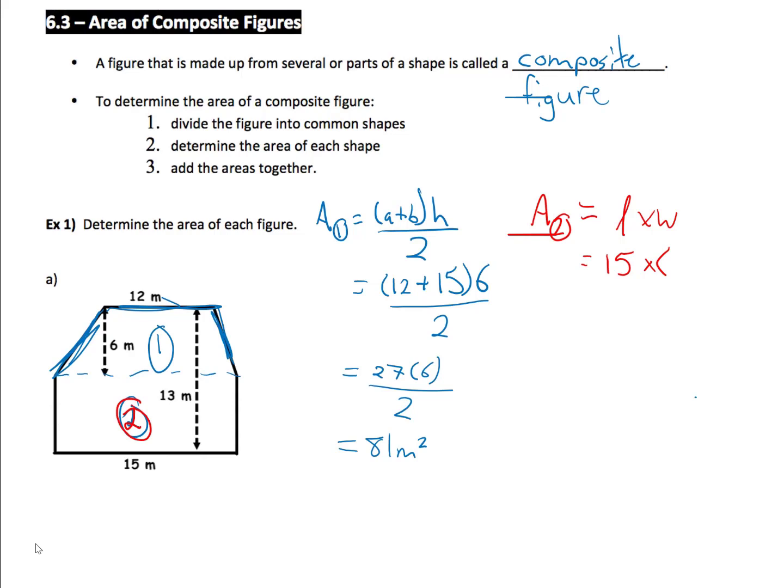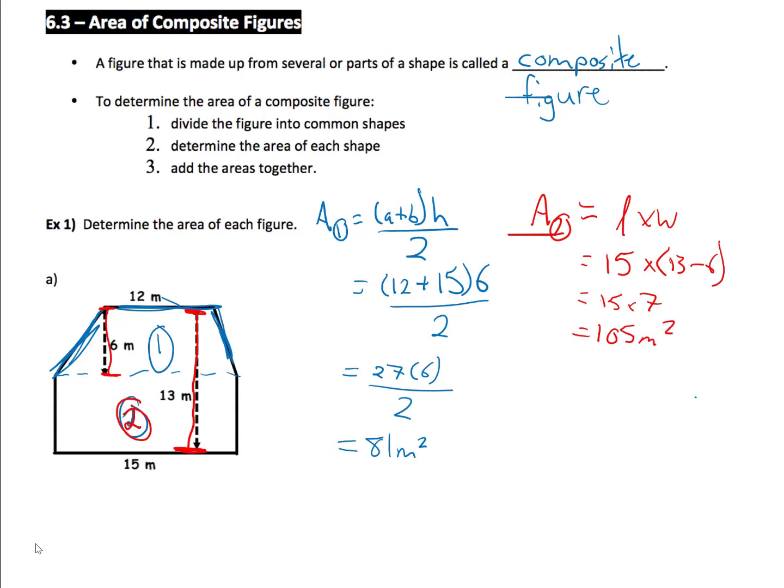I'm going to put it in brackets how we determine what the width is. The height from here all the way down to here is 6. And from all the way up here, all the way down to the very bottom of our composite figure, is 13. It's going to be 13 minus 6. Now, if you're doing this in your head, you should already know that it's 7. So it'll be 15 times 7. So then you're left with 105 meters squared.